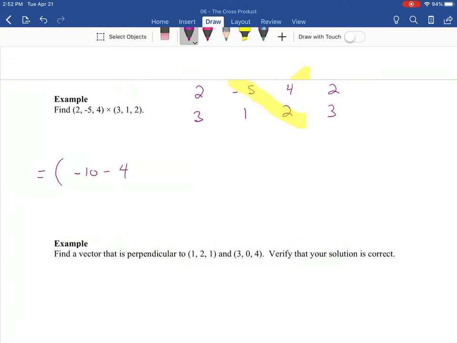So when I'm going after the first component, I use 2 and 3 here. So I go this, subtract this, those two cross multiples. So negative 5 times 2 is negative 10. Subtract the 4 times the 1, which is subtract 4. And then, got to erase those 2 lines there. When I go to do the second component, I use these two. 4 times 3 minus 2 times 2.